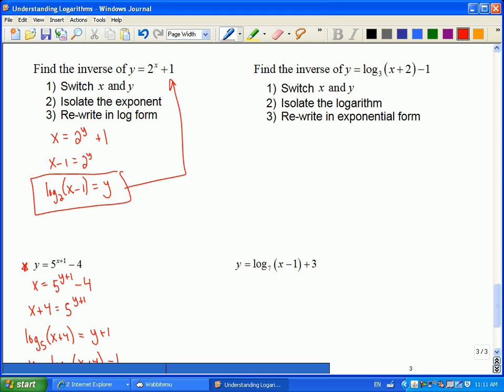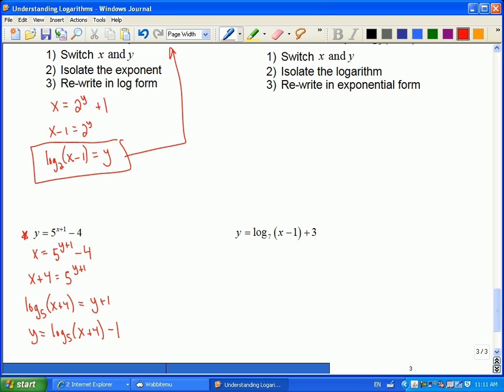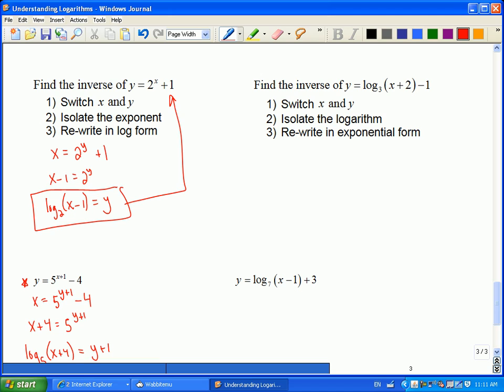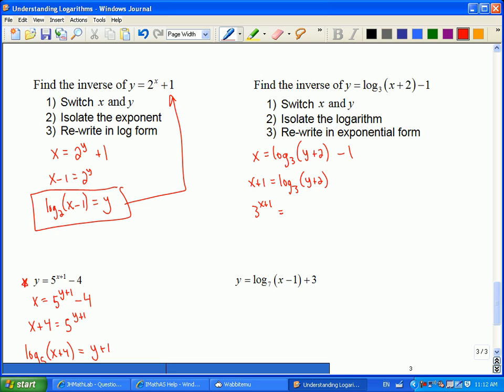So it's identical when you go the other way and you want to get back. Sorry, did people need to copy any more of that? It's identical when we go the other way. We're going to start by switching x and y. So x is equal to log base 3 of y plus 2 minus 1. But now the only way you can get that y outside of the logarithm is to rewrite it in exponent form. So it'll be x plus 1 is the log in base 3 of y plus 2. So 3 to the x plus 1 is y plus 2. And I might as well write it in the standard form. This would be my inverse.